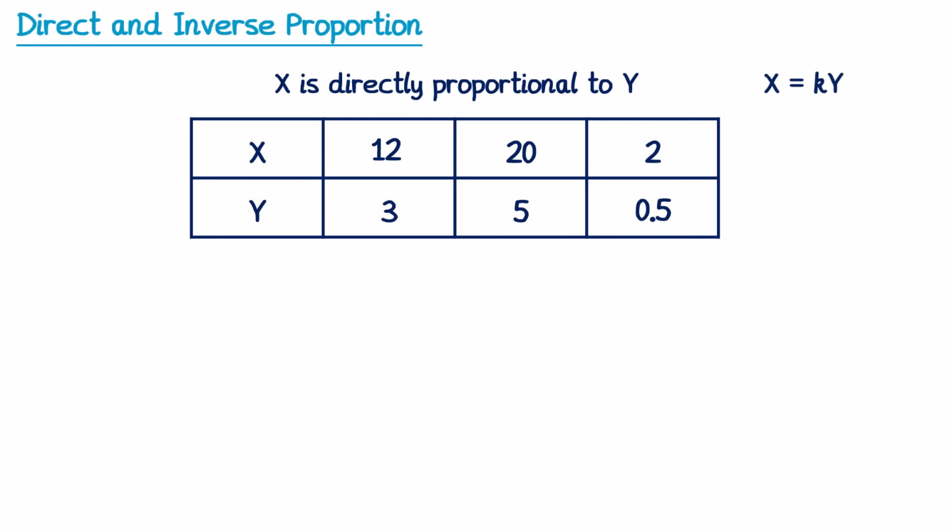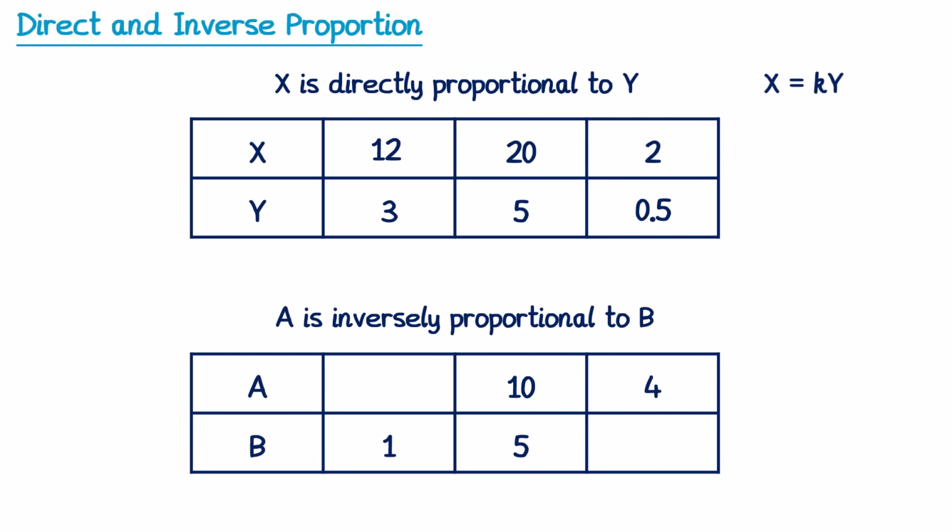But what if it says they're inversely proportional? So A is inversely proportional to B, and we have this table here. So if A is inversely proportional to B, we know there's some constant k, so that A equals k over B. Once again, you can see we've got a pair of values here, this 10 and 5. Now if this were directly proportional, you'd be looking at how you get from 5 to 10, which is multiplied by 2. But it's not directly proportional, so we don't do that.